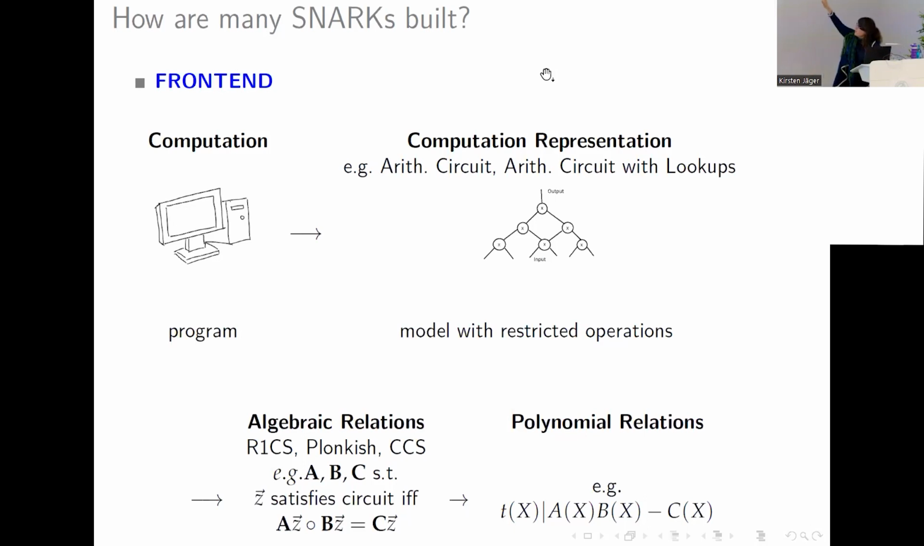The important part to note here is that you haven't really done anything. All you have done is rewrite a computation in a specific form. So you started from some kind of program and you ended up with some polynomials that need to satisfy certain things if the computation is correct.